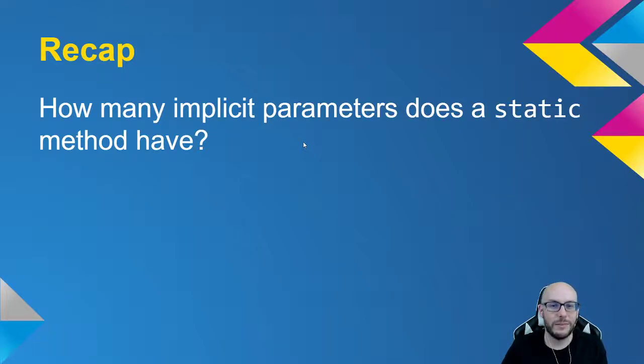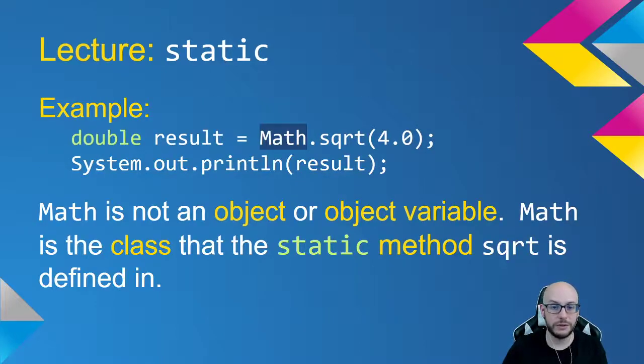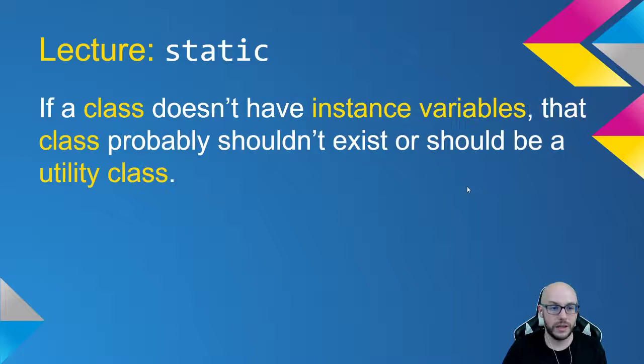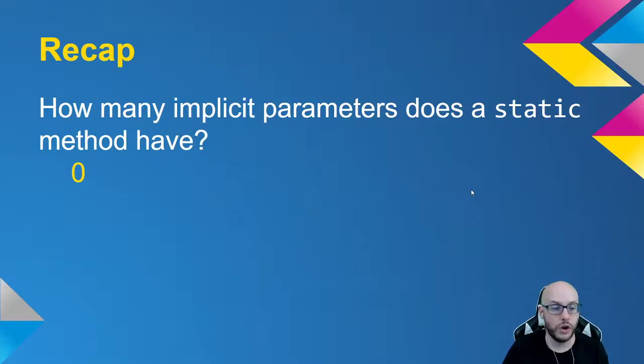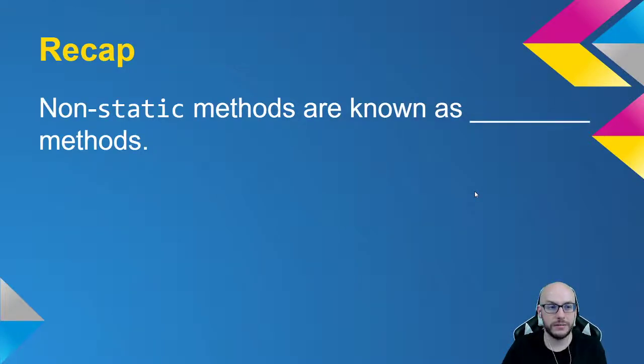Let's review that. How many implicit parameters does a static method have? Our answer here is 0, right? An implicit parameter is going to be an object that is responsible for calling the method. sqrt is an example of a static method. This is not an implicit parameter. This is just merely the class that this is defined in. So static methods have no implicit parameters. Instead, the only way to get data into it is through the explicit parameters.